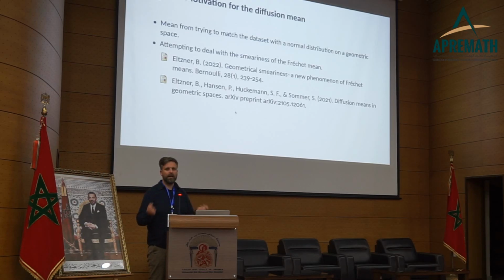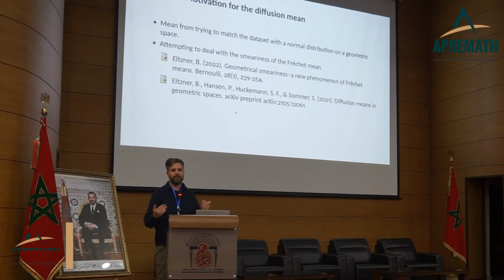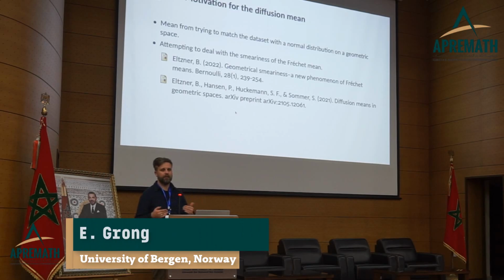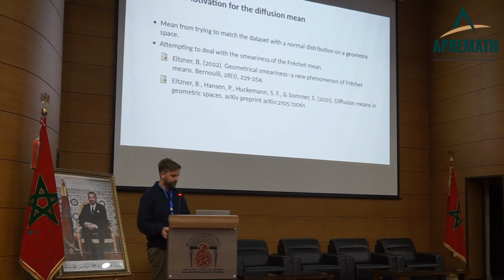So it means that even with a high number of samples, you can't be really sure that their mean represents something that's close to the true mean. And so the idea was to introduce the diffusion mean to solve this problem. It shows some positive qualities when it comes to smeariness, but it's still an open question whether the diffusion mean is smeary or not, whether it converges fast enough to the true mean.